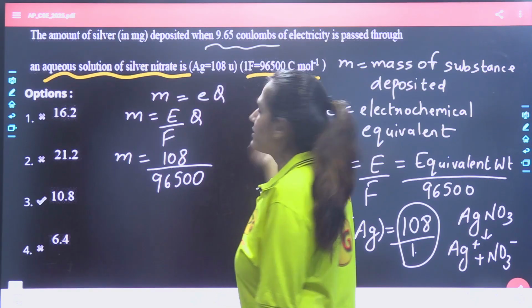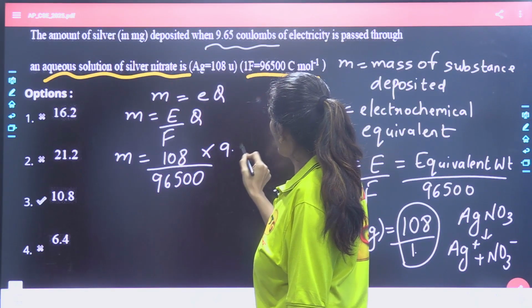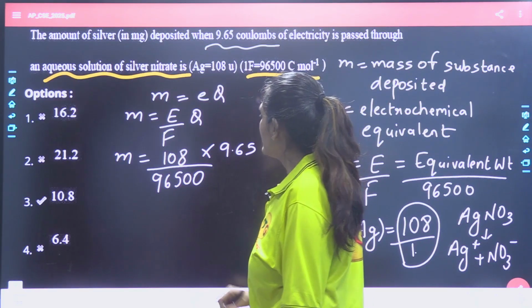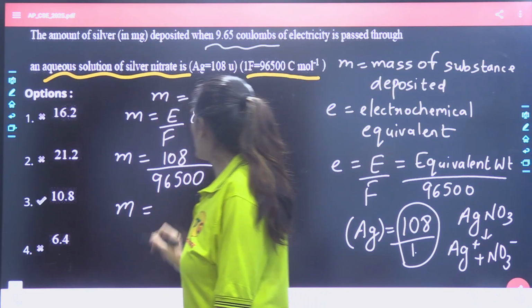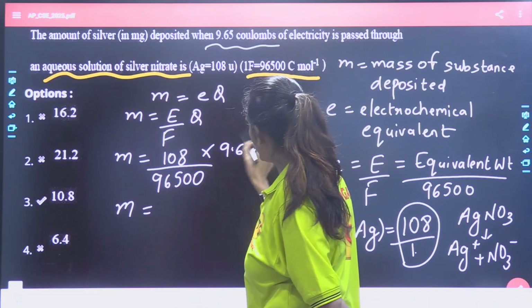1 Faraday is 96500. The charge we are given is 9.65. But here we are asked not in grams but in mg. This would come out to be in grams.